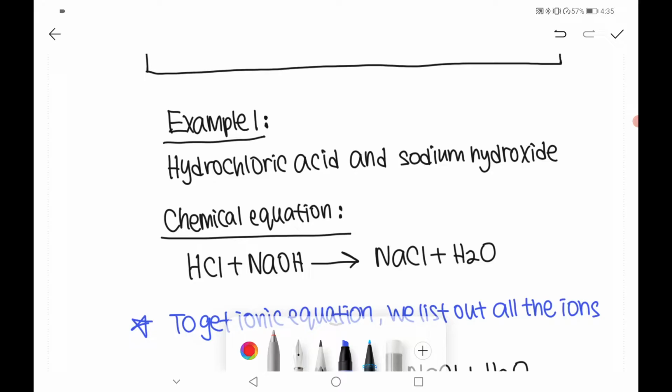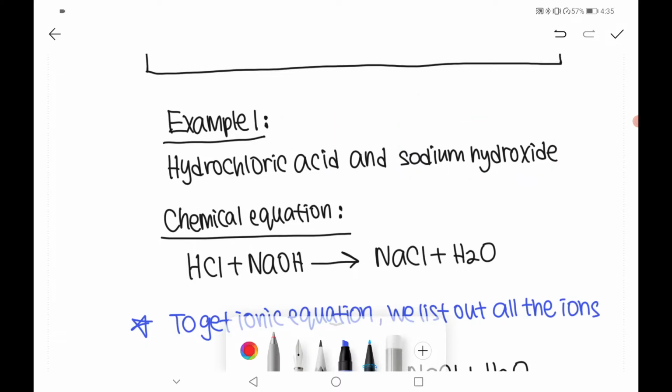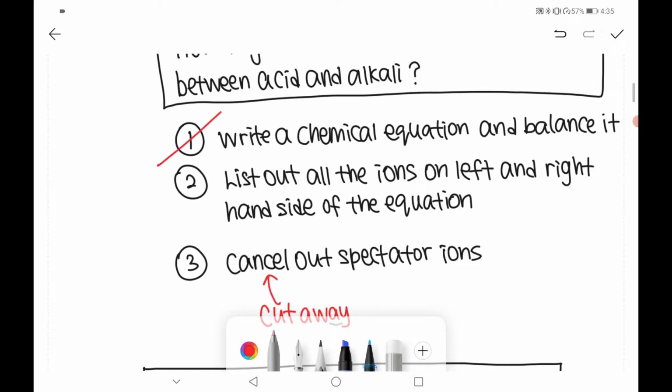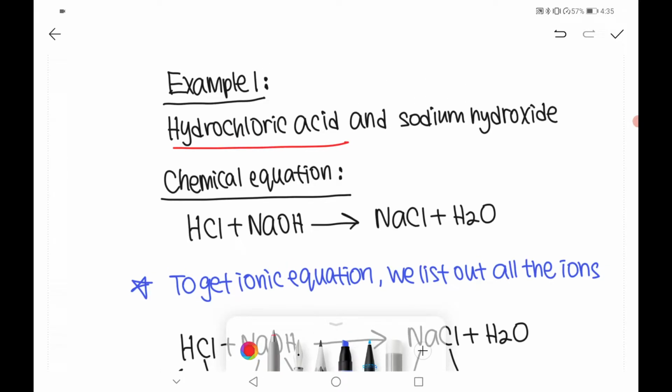We are given hydrochloric acid and sodium hydroxide. Hydrochloric acid is an acid, you should know it. Sodium hydroxide is one of the alkalis. So we have an acid and we have an alkali. So how to do it? Step number 1, write the chemical equation and balance it. So let us write the chemical equation between the acid and the alkali.